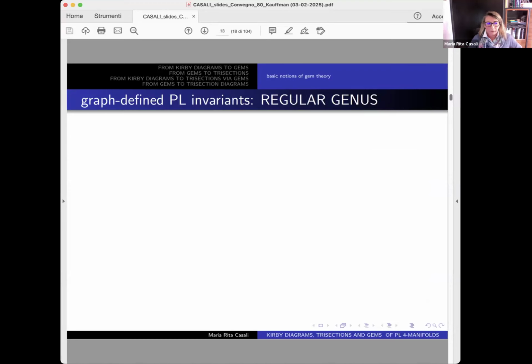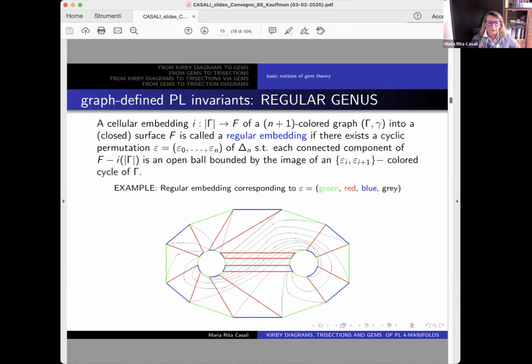It is strictly related to a particular type of embedding of graphs into surfaces, so that the regions of the embedding are disks bounded by bicolor cycles consisting of colors consecutive in a chosen permutation of the color set. Here is an example of a regular embedding of a 4-color graph representing the Poincare homology sphere into the closed orientable surface of genus 2 with respect to the cyclic permutation green, red, blue, and gray.